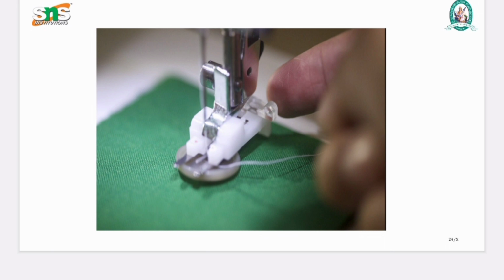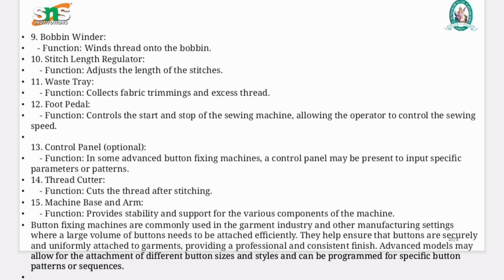Button holder or clamp holds the button in place during the attachment process. Button guide guides the button into the correct position for attachment. Thread tension mechanism regulates the tension of the thread to ensure even stitching. Thread guides the thread through various paths to maintain proper tension and prevent tangling.